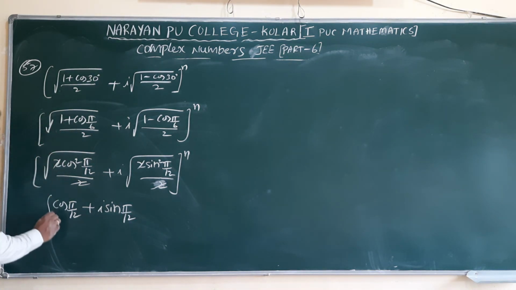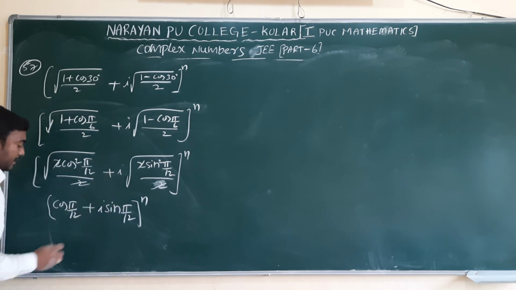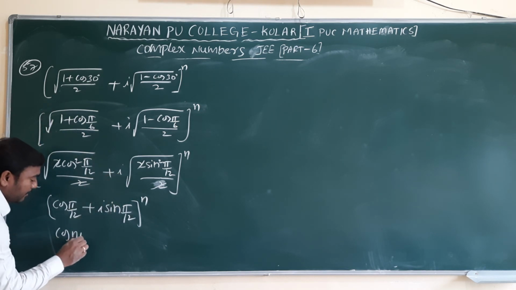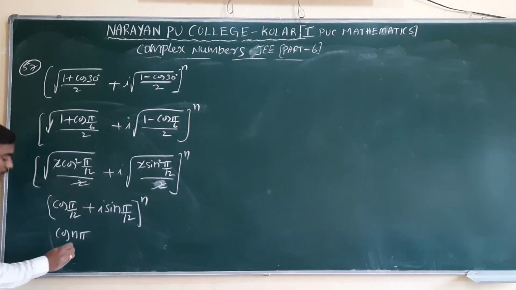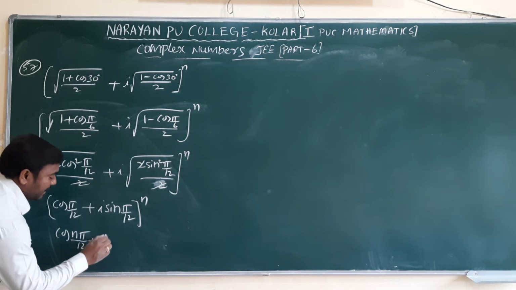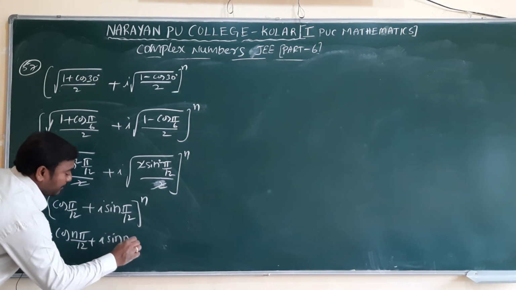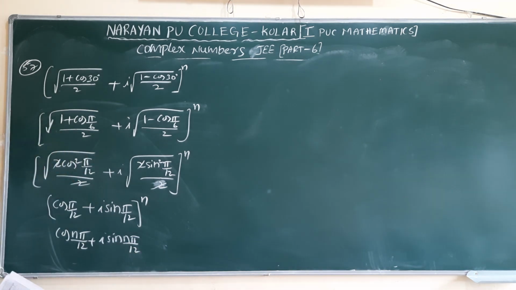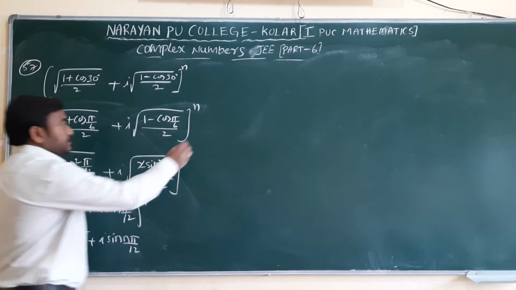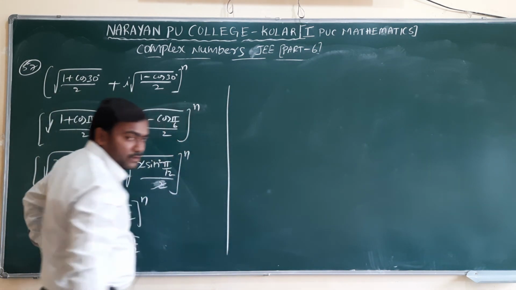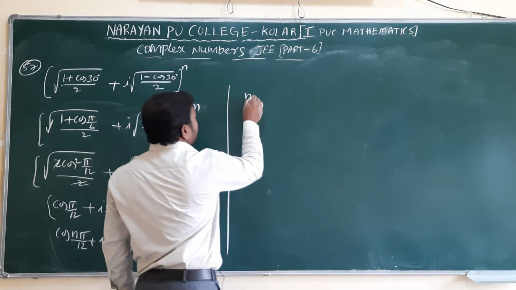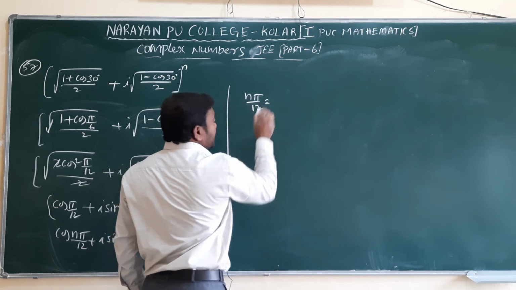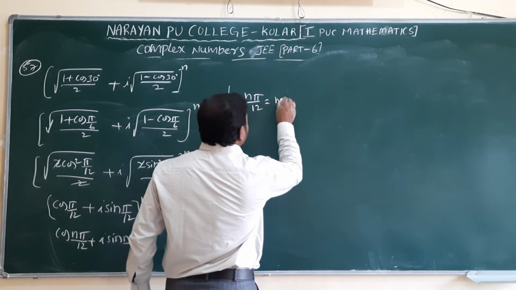Here whole power n. By applying De Moivre's theorem, cos n pi by 12 plus i sin n pi by 12. So what is given is that it is purely real. So n pi by 12 is equal to, we have taken the real value, it is a constant value m pi.